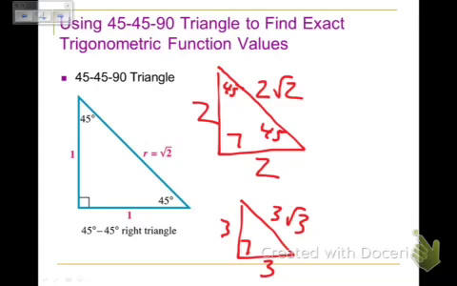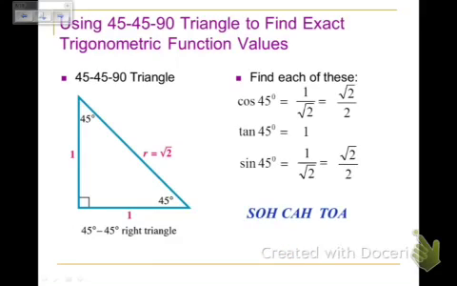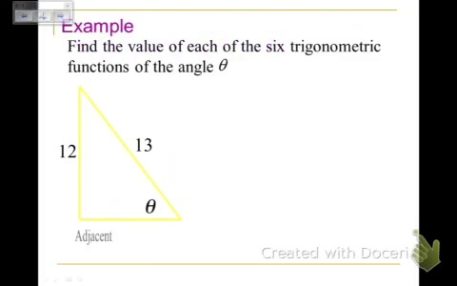So hopefully you can notice a pattern there. The legs are the same and the hypotenuse is always the leg times the square root of 2. Okay, so those are some special right triangles. I can use this special right triangle here to find the cosine, the tangent, and the sine of 45, just based off my triangle, where one would be opposite, one would be adjacent, and square root of 2 would be the hypotenuse. I plug those in and find these 3 values. So those are our special right triangles.